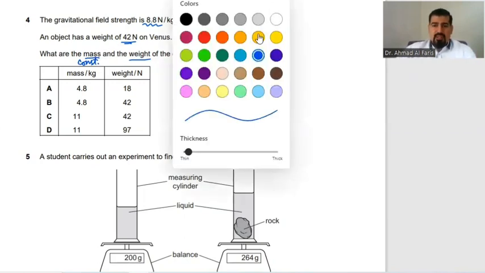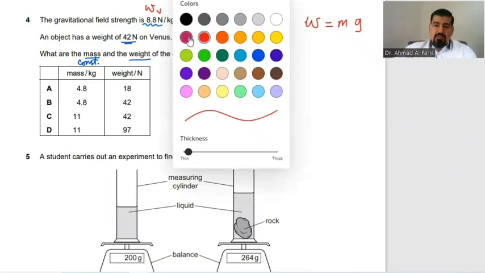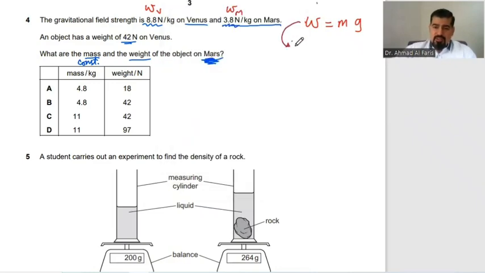So first of all, they tell us that the weight on Venus is different than the weight on Mars. Two different planets, two different gravitational field strengths. But we know that the weight everywhere is given by the formula W equals m multiplied by g, the gravity acceleration on the planet. So I'm going to use this equation twice. Once on Venus, so weight on Venus equals the mass, which is constant, multiplied by the gravitational field strength on Venus. So it will be 42.